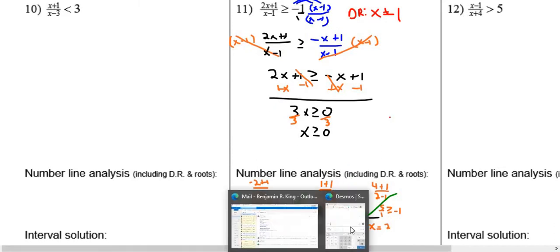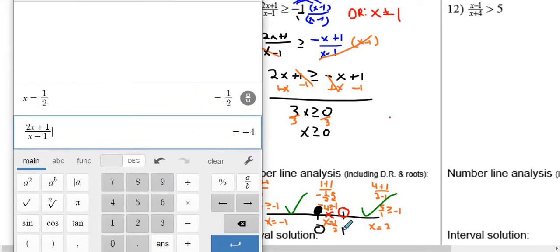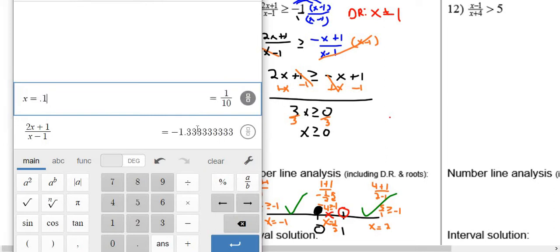So don't forget, if you want to, you can also use Desmos. Notice what I did here was I put in a half as my checking point. And then I typed in the original equation, 2x plus 1 over x minus 1. Don't forget when you're typing to actually click here and then divide. If you don't, you'll see on your screen it's not right. So I got -4 is greater than -1. And this would work for anything in here. If I wanted to use 0.1, I get -1.3. And -1.3 is not greater than -1. It's less. Obviously, the 1/2 makes the most sense because it comes out to an integer.